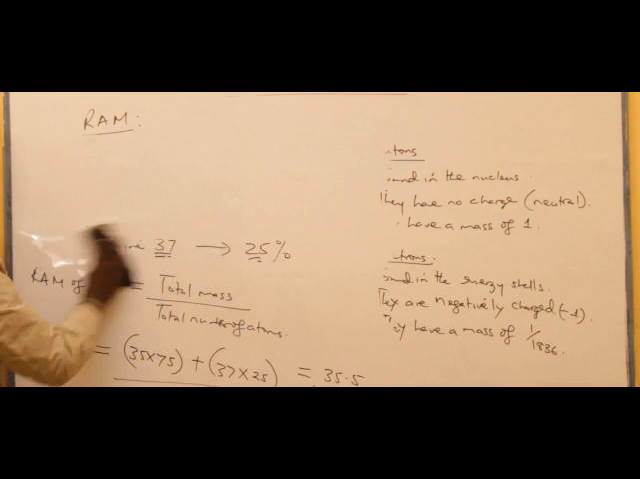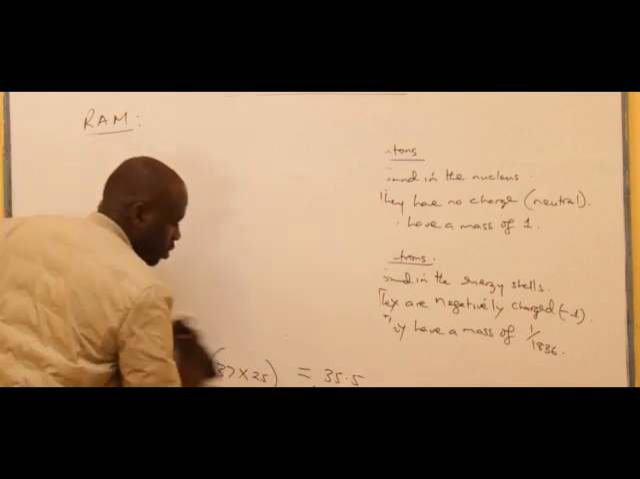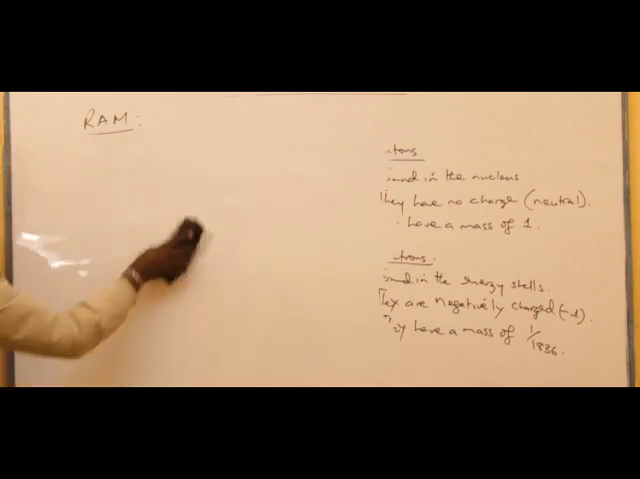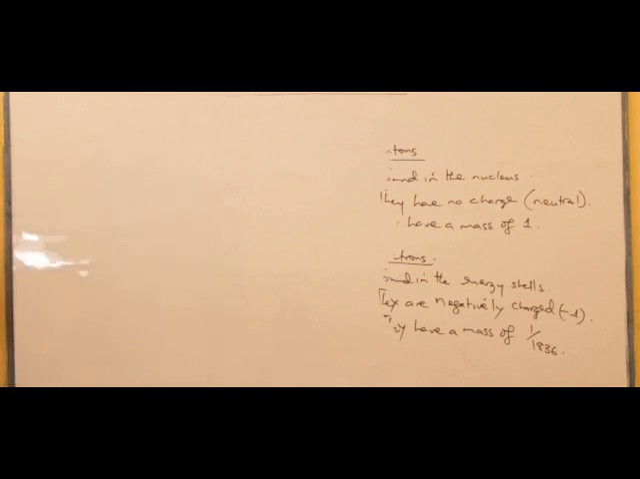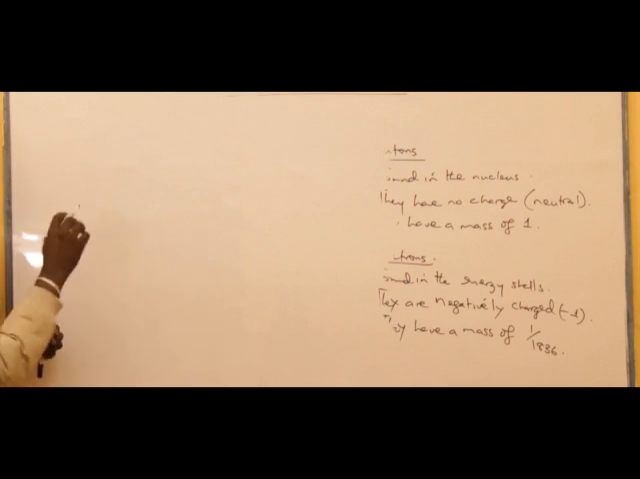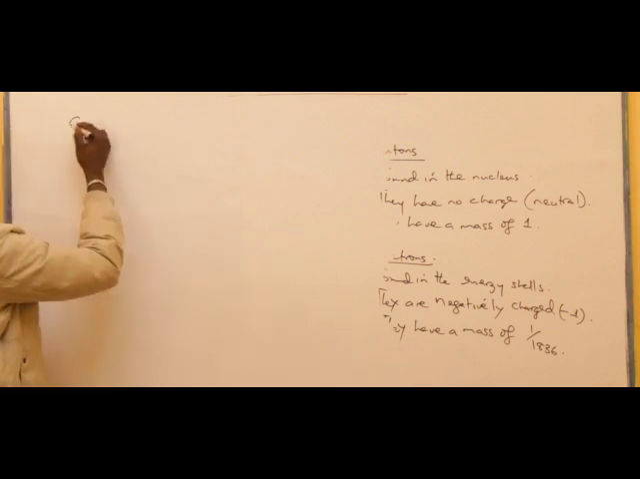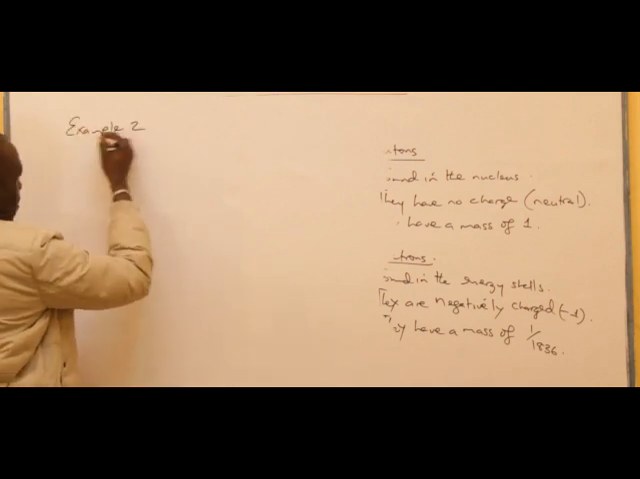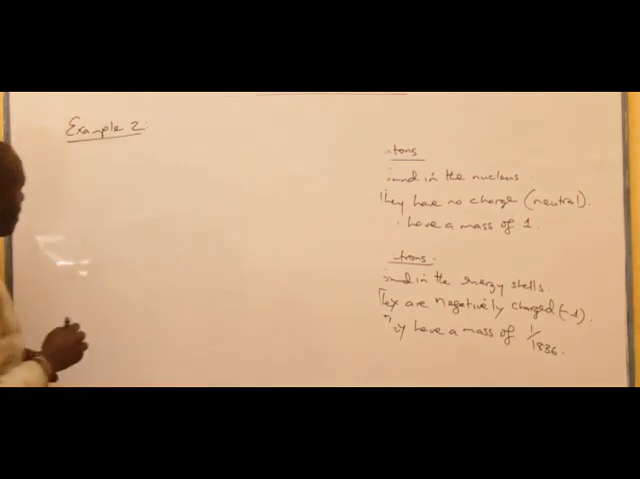We have said that the relative atomic mass does not have units, so you put it just that way, without any units. So the relative atomic mass is calculated by using the percentages. You can be given another example. Let's talk about, maybe, example 2.